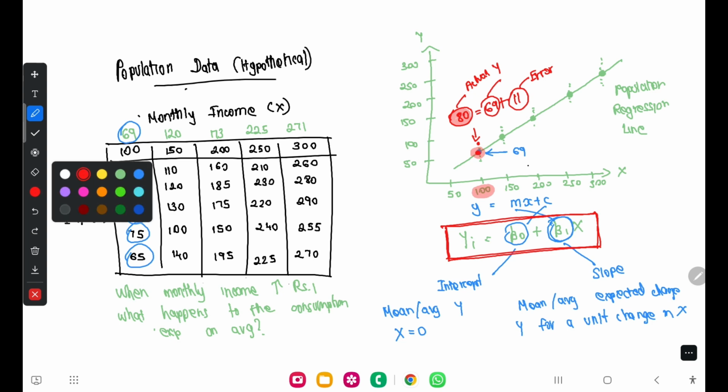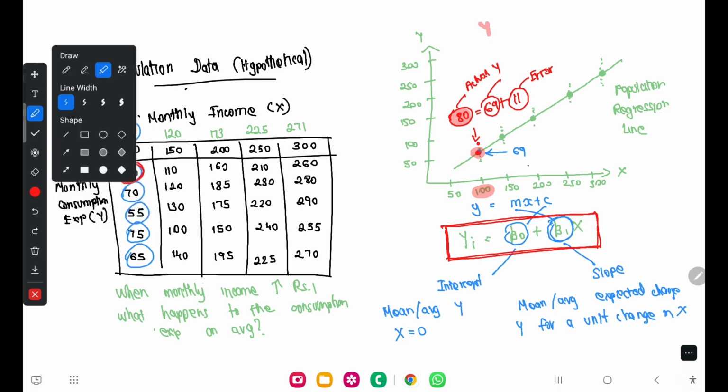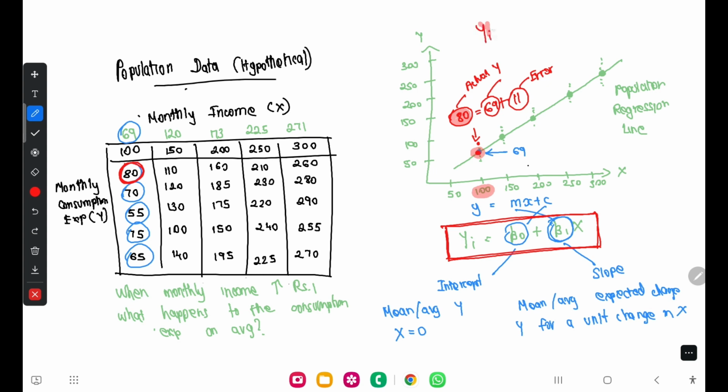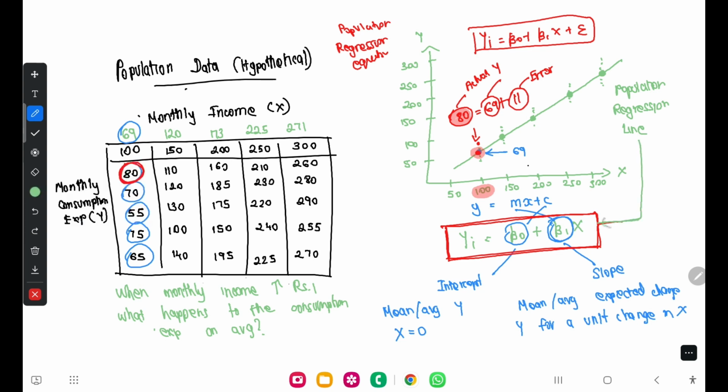So how you write your population regression equation is yi equals beta naught plus beta 1 x plus the error term. What is the name which we give for this? This is the population regression equation. And this is the population regression line which I have shown over here.